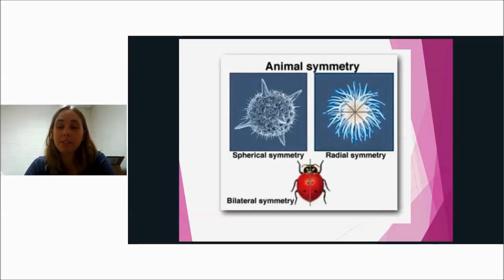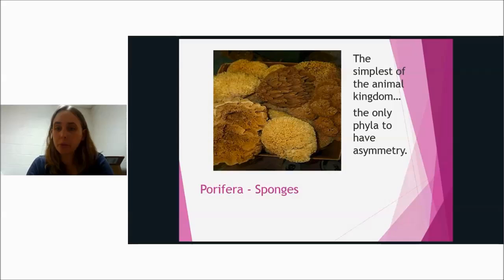The other type of symmetry is asymmetry. Since it has an A in front of the word, it means it does not have symmetry. So sponges are the simplest animals in the animal kingdom, and they are the only phyla, Porifera, to have asymmetry or no symmetry at all. When we did our cladogram lab, a lot of you had some phyla Porifera or some sponges in your selection of organisms.